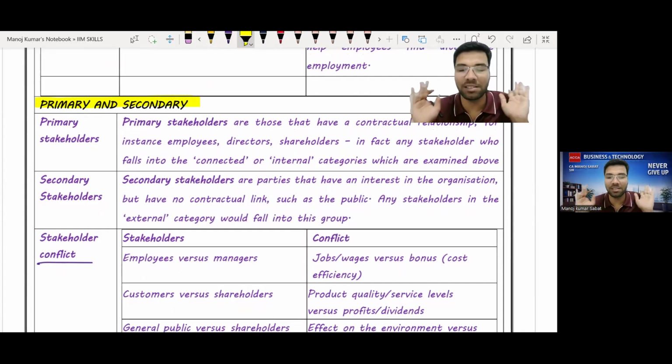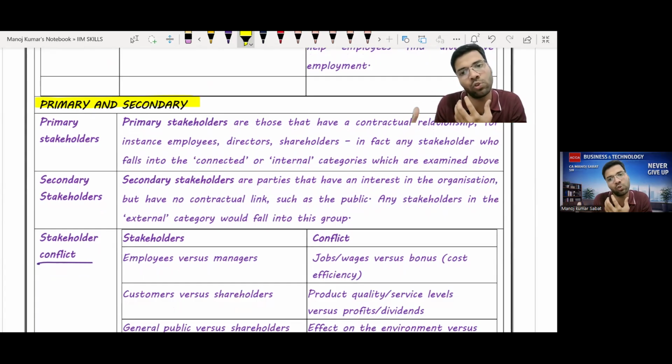Primary stakeholders are those persons who are internally connected inside the business. The business's first interaction happens with the employees, directors, and shareholders of the company. They are called primary stakeholders. Without them, there is no company, isn't it? So generally, these stakeholders come under internal categories. They are called primary stakeholders.